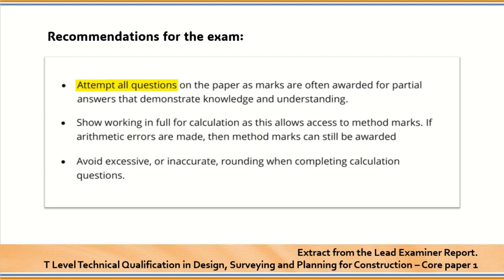Recommendations for the exam: attempt all questions so you're working out and avoid excessive rounding.